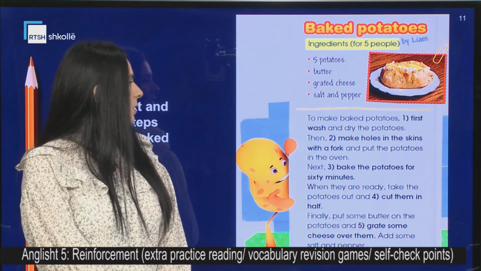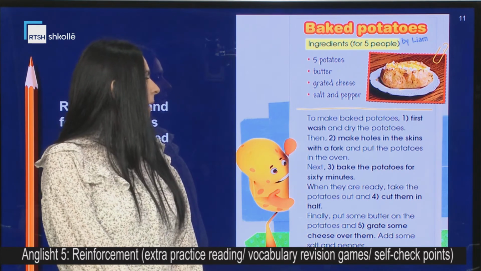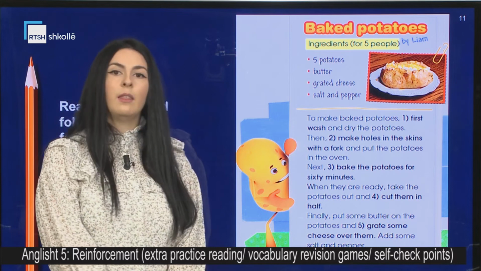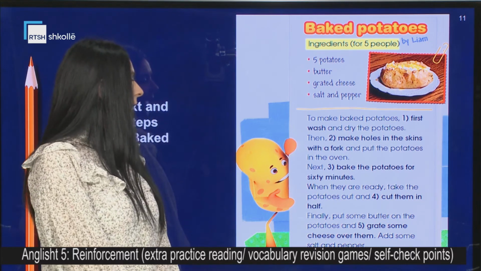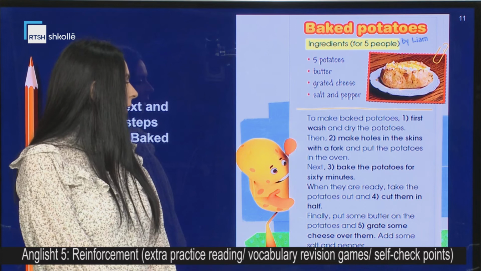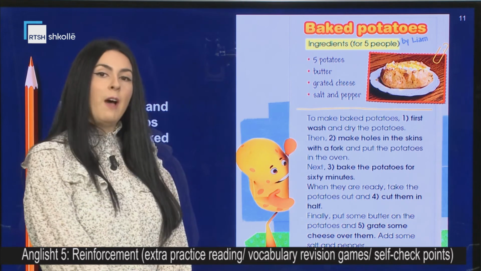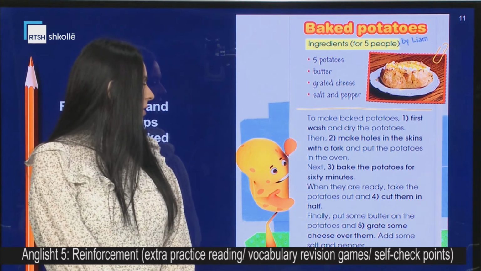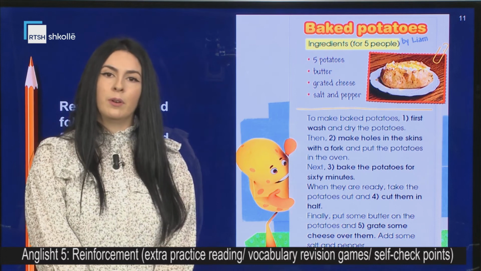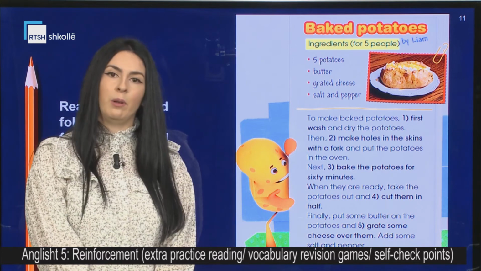To make baked potatoes, first wash and dry the potatoes. Then make holes in the skin with a fork and put the potatoes in the oven. Next, bake the potatoes for 60 minutes. When they are ready, take the potatoes out and cut them in half. Finally, put some butter on the potatoes and grate some cheese over them, and some salt and pepper. So this was Liam's favorite recipe for 5 people.